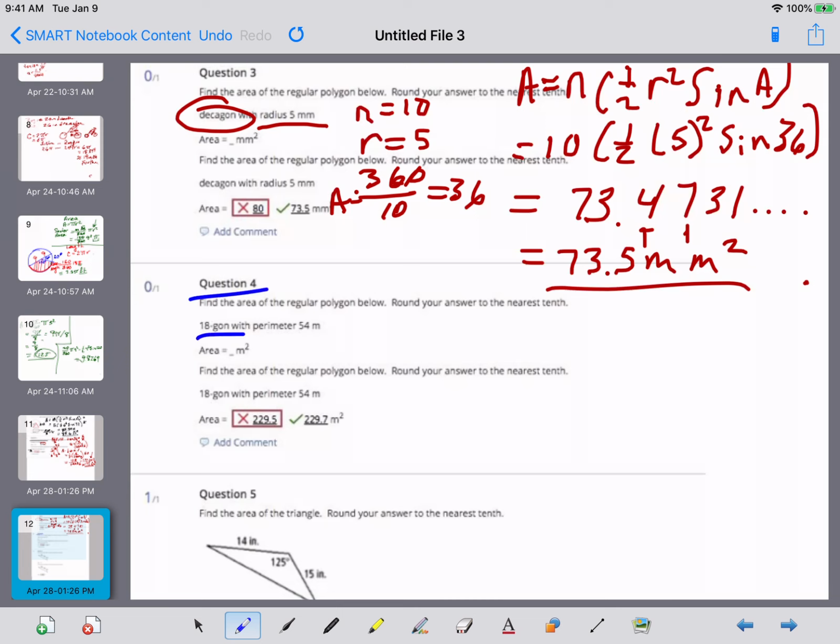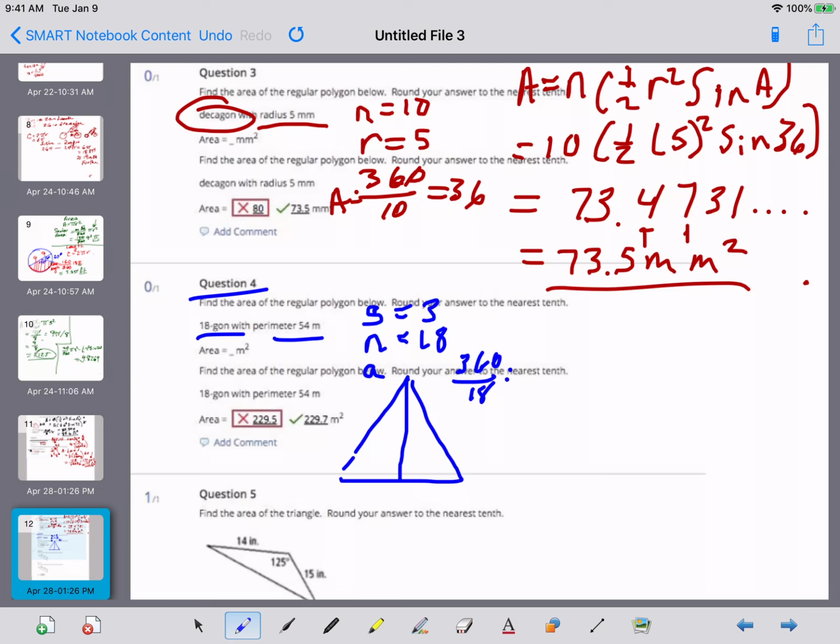Now in problem 4, I've got an 18-sided figure, perimeter is 54. I know each side is 3. That is 54 divided by 18. Okay, so I've got my number of sides is 18. And I've got to find A. Okay, well, remember, this is not drawn to scale. I just did this so I can write stuff in there. I've got 360 divided by 18, which is 20. So half of that is 10. So I've got a 10-degree angle there and a 10-degree angle there. I'm looking for my apothem. Half of 3 is 1.5.